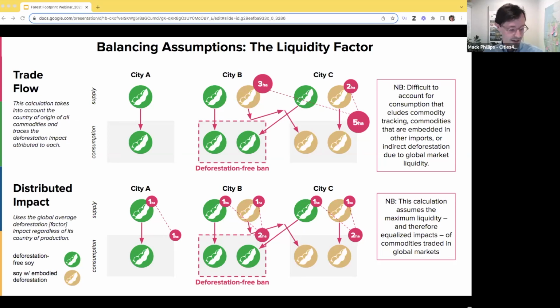And this diagram illustrates how a deforestation-free ban will displace the physical commodity and impact from one city to another under the trade flow footprint. So that's at the top, the center and center right. You can see the soy with embodied deforestation in beigeish yellow, moving from city B to city C. And that's the assumption under the trade flow, is that city B would not be laden with that deforestation with their new deforestation-free ban.